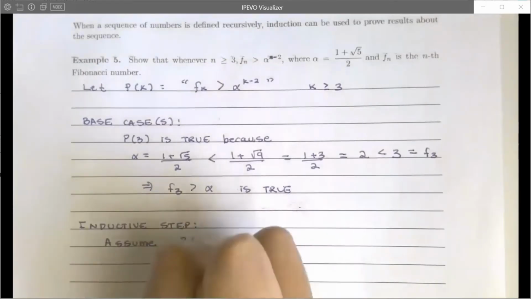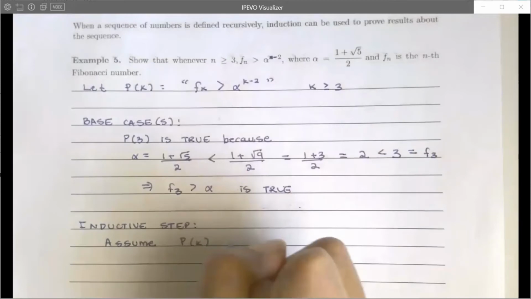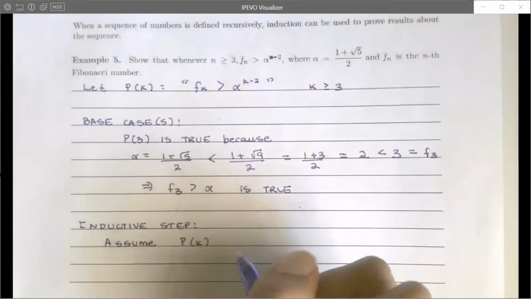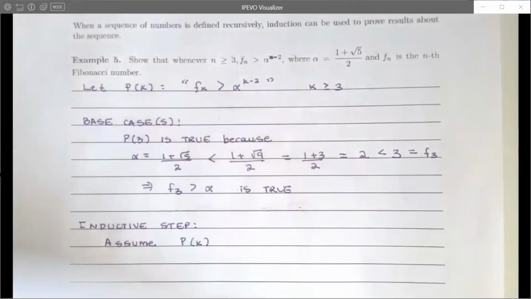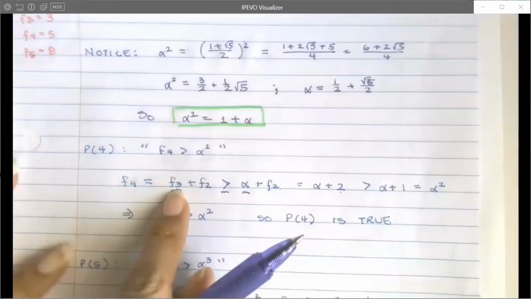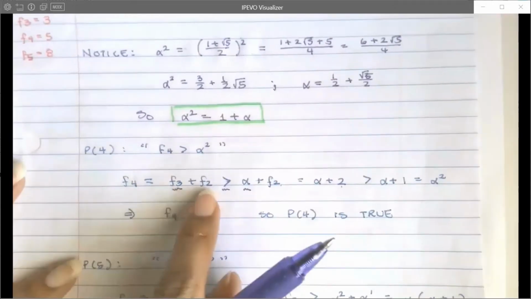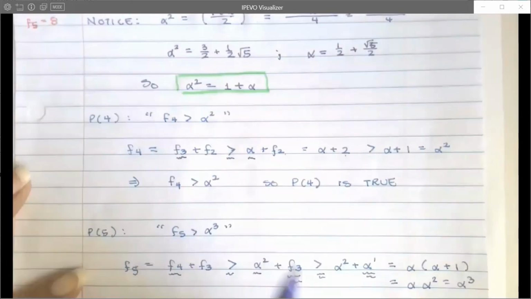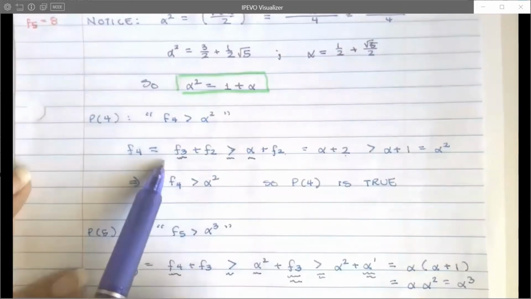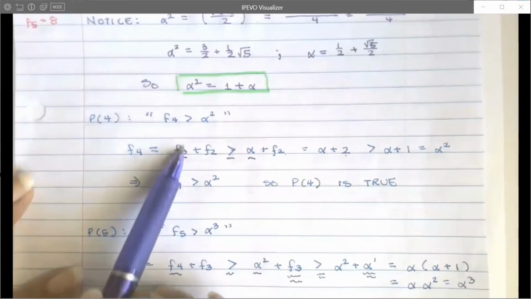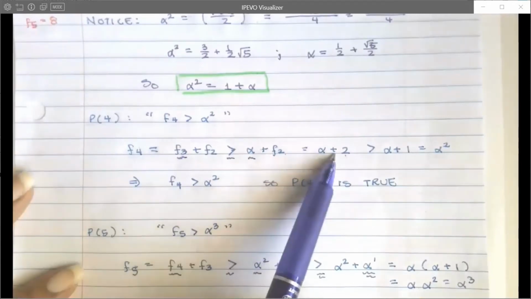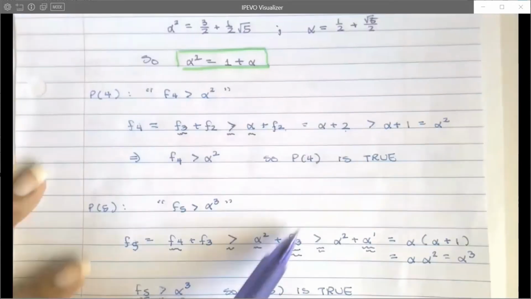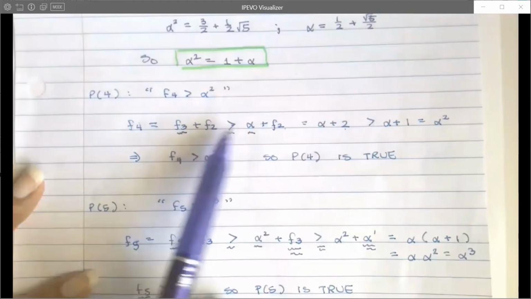We can just say P of K. Let's see, I think we're going to have to assume more than just P of K, correct? Because we do have F of 3 and F of 2. So actually, P of 4 was not proved like P of 5 because P of 4 used F of 2 being 2.